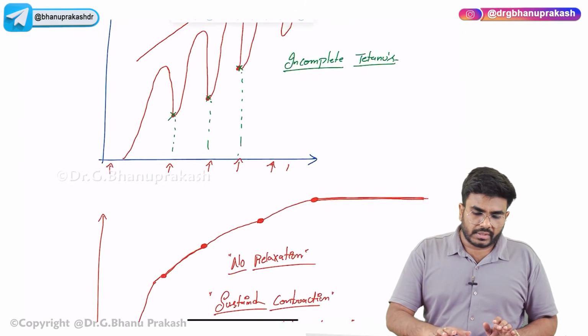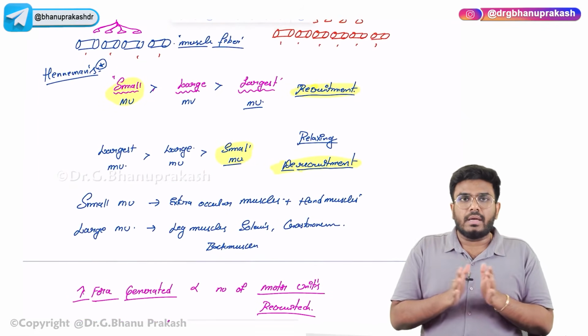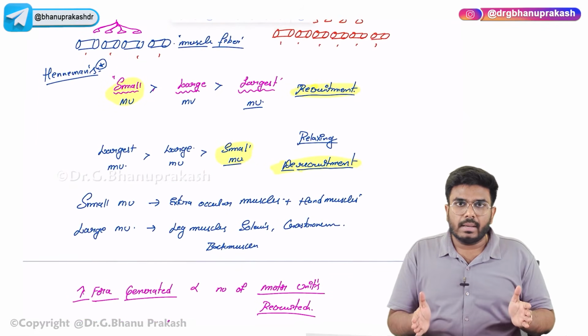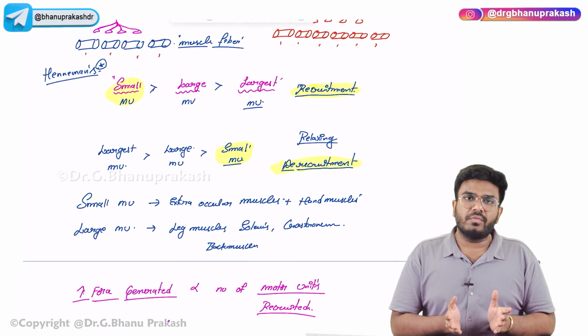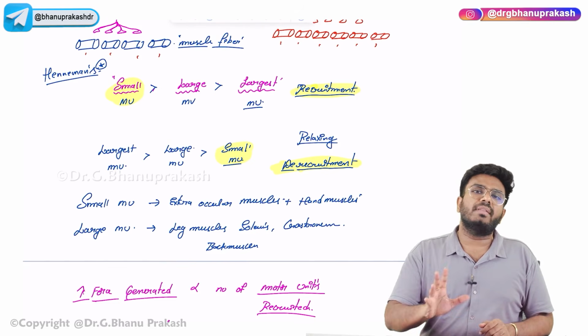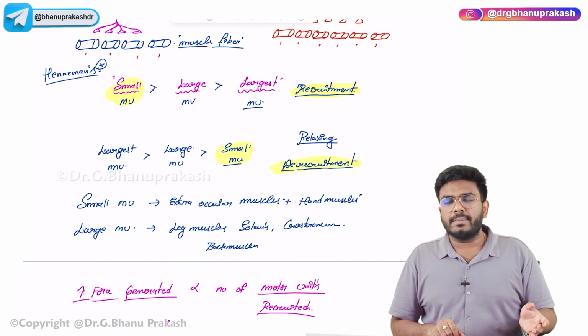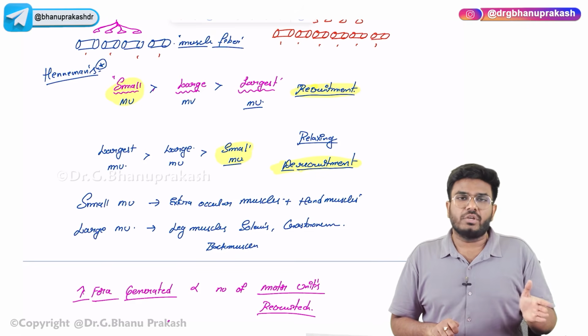So with this, all the important MCQs required from the muscle physiology are covered. Okay, I know I have taken almost 1.5 hours, but if you know all these things before going to the exam, you can solve the MCQs from the muscle physiology. Now, in the next video, I will be discussing the nerve physiology.